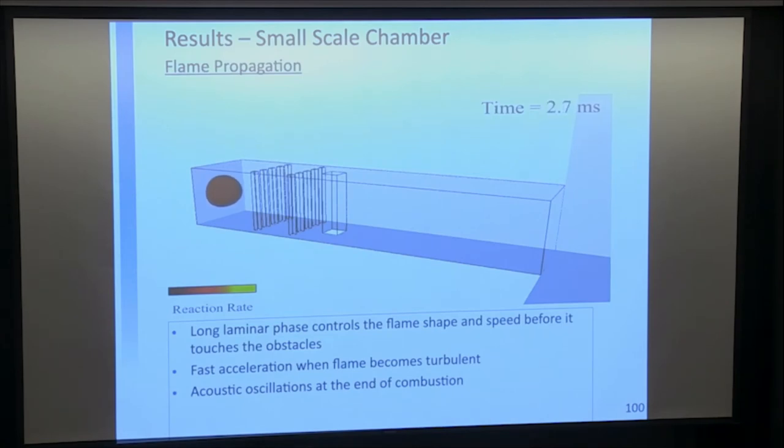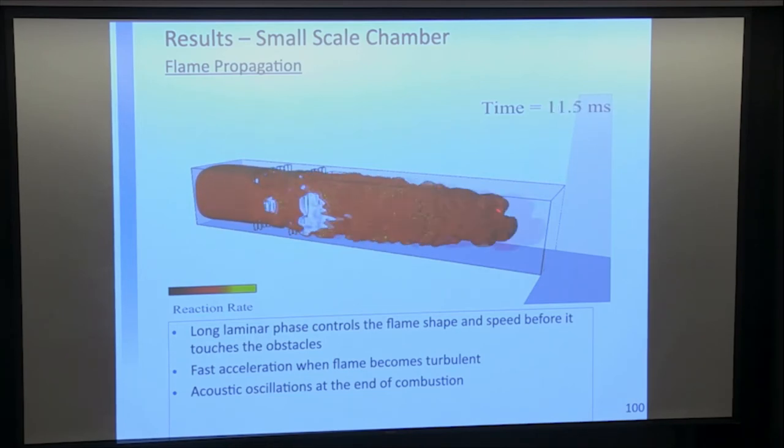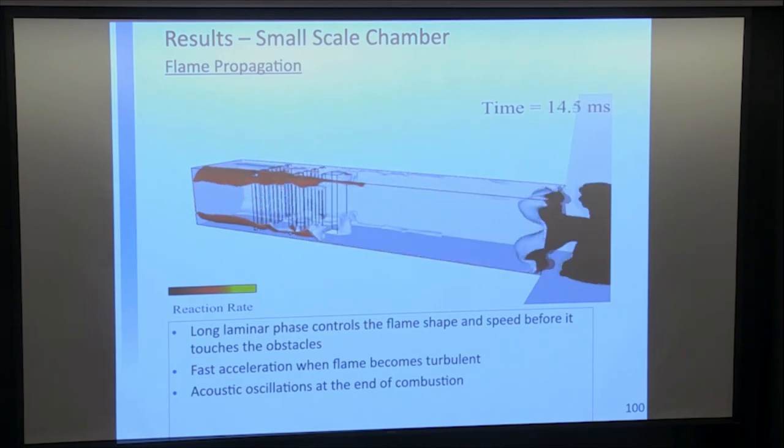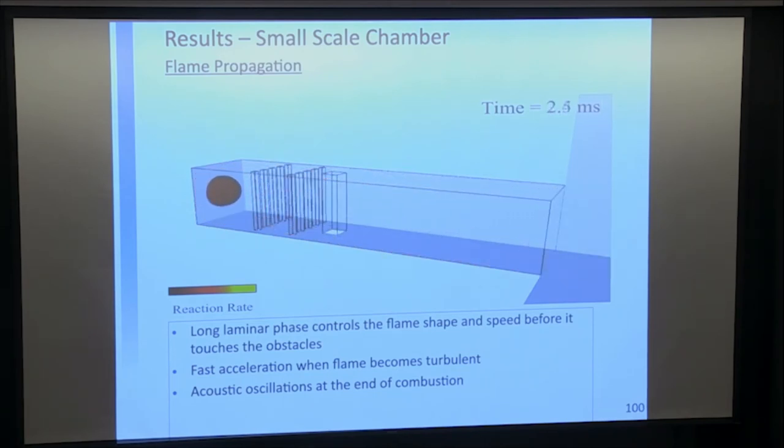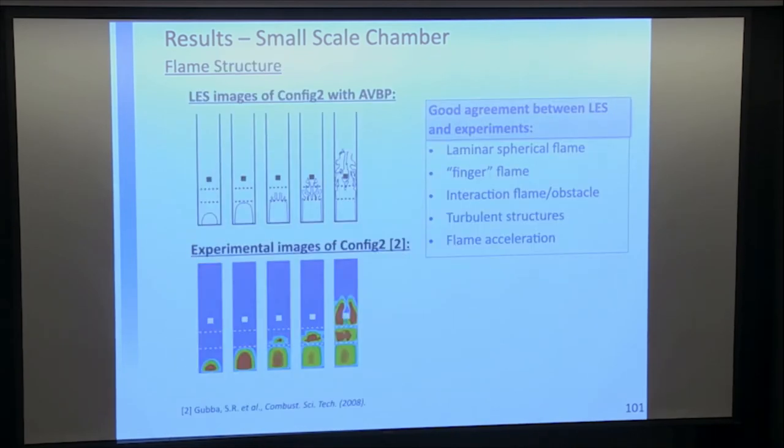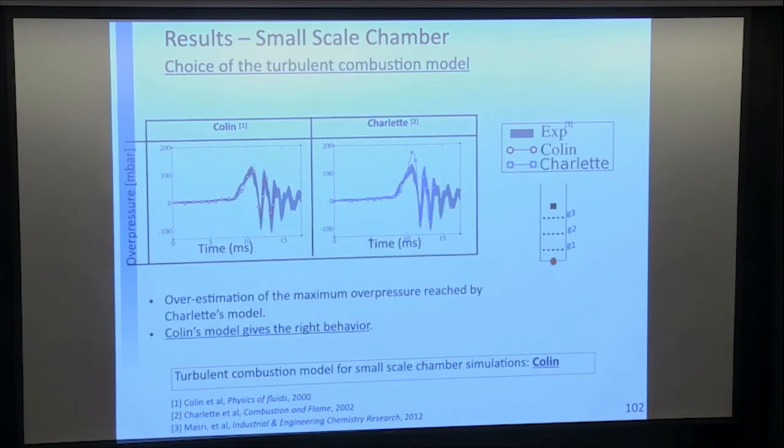It's a strange flame because initially it's laminar until it reaches the obstacles where it gets wrinkled and speeds up. Then it becomes a turbulent flame. So it's a flame which combines laminar and turbulent phases, and that makes things more difficult for modeling. When you compare the simulations and the experiments, you realize you can do extremely well for this flame. And when you compare quantitatively the simulation and the experiment here in gray, you see that you are extremely good.